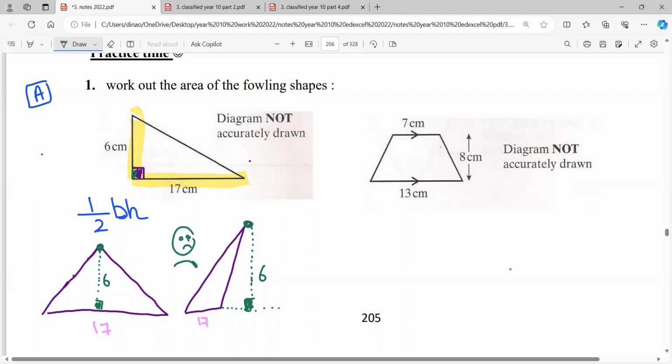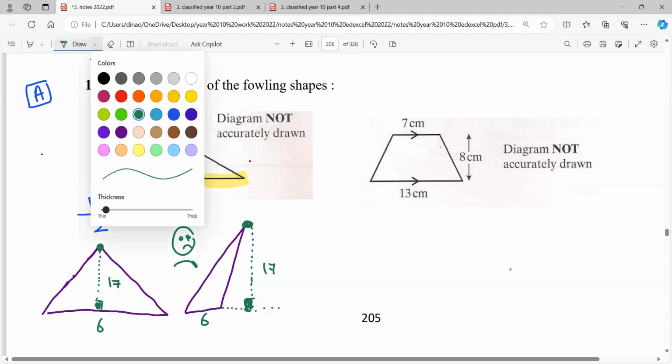As long as they are perpendicular to each other and from the highest point to the ground. So if I changed the numbers, for example, put the 6 here and the 17 here, or put the 17 here and the 6 here, it's the same. But you just need to be aware of this.